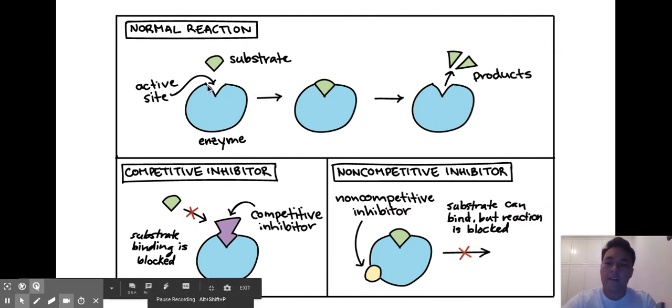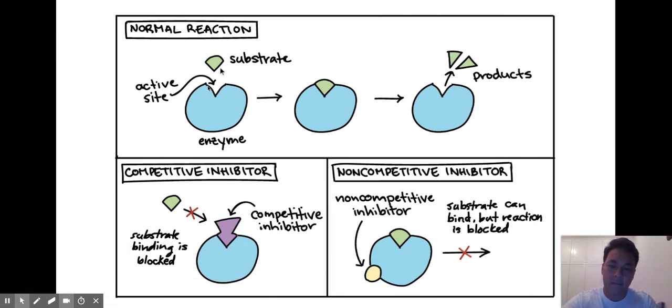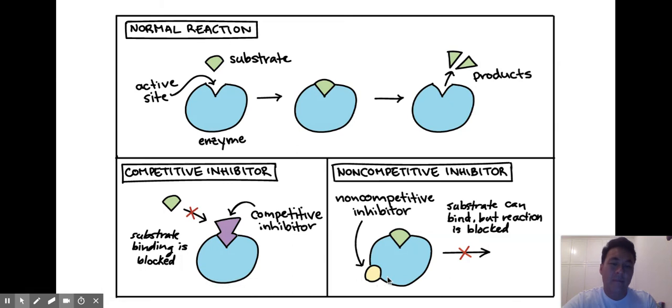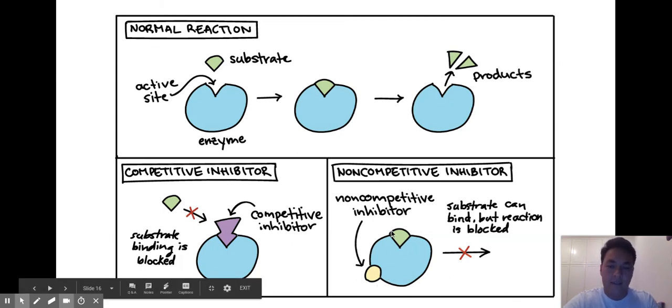Okay, I'm back. So here's an example of a normal reaction happening, and here's a competitive inhibitor. This is from Khan Academy. It's blocking it. All right, here's an example of a non-competitive inhibitor. So it's going to bind to it and it'll either make the enzyme not work or it could change its shape so that the substrate doesn't fit with it.